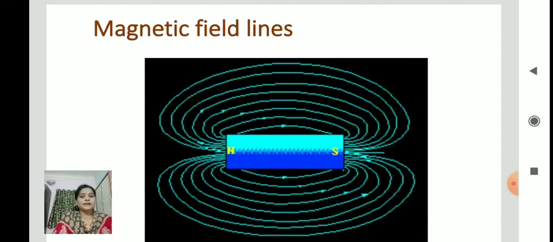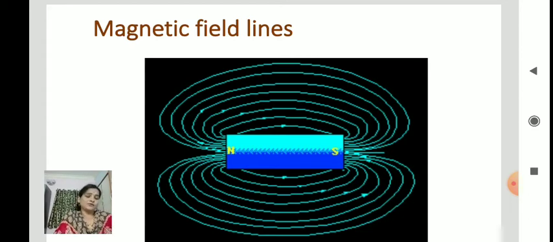Here the magnetic field lines are shown. See here, north pole and south pole. The magnetic field lines originate at the north pole and arrive at the south pole, and inside the magnet, the magnetic field lines move from the south to the north pole. So here we have to discuss some properties of the magnetic field lines.